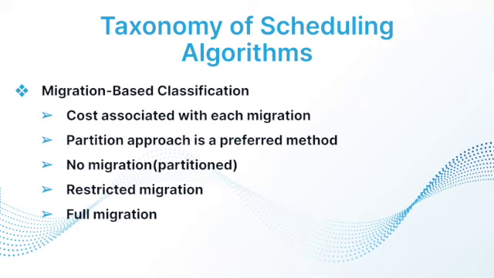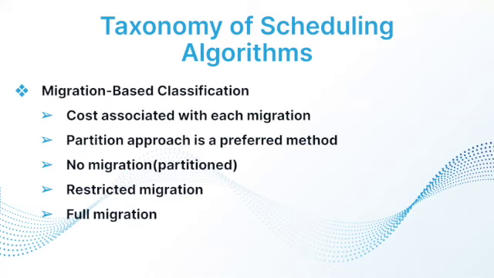As previously described, in order to differentiate among the multiprocessor scheduling algorithms and their degree of migration, we're going to use three categories. Category number one is when there's no migration, category number two is the restricted migrations, and category number three is the full migration.